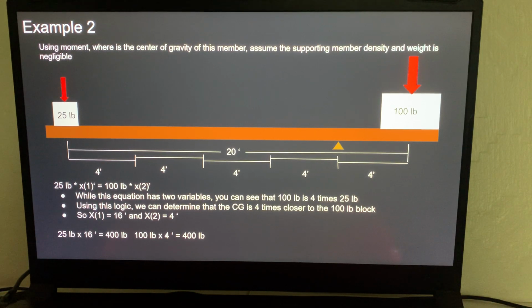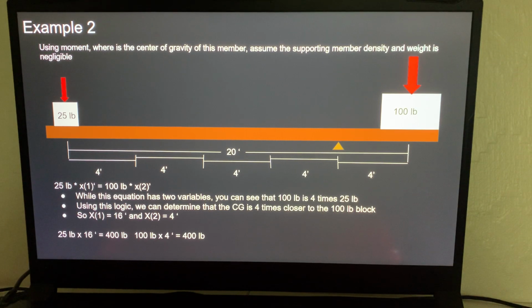Example 2. So using moment, where is the center of gravity of this member? Assume the supporting member density and weight is negligible. So if we just set this up as the moments equal to each other, 25 pounds times x1, which is our first distance, equals 100 pounds times x2, which is our second distance. Well, this equation has two variables, x1 and x2. We can see that 100 pounds is 4 times 25 pounds. So using that logic, we can determine that the center of gravity is 4 times closer to the 100-pound block, and vice versa, it'll be 4 times further away from the 25-pound block.